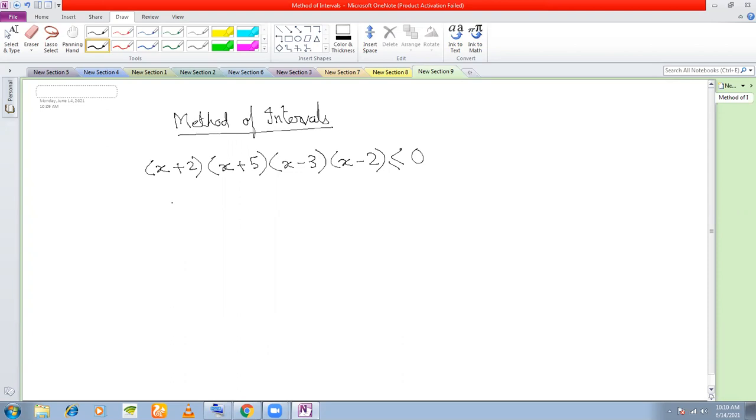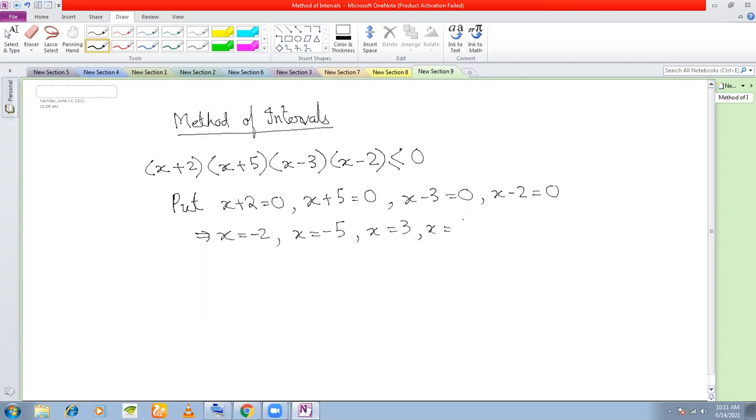Now, we'll be using this in quadratic inequality, so please remember this method of intervals. What you'll do here is put x plus 2 equal to 0, x plus 5 equal to 0, x minus 3 equal to 0, and x minus 2 equal to 0. So what you'll get here is x equal to minus 2, x equal to minus 5, x equal to 3, and x equal to 2. This is what you are getting, right? So now what are the negative values of x you are getting? Minus 2 and minus 5. Which one is the lower value among the negative values?